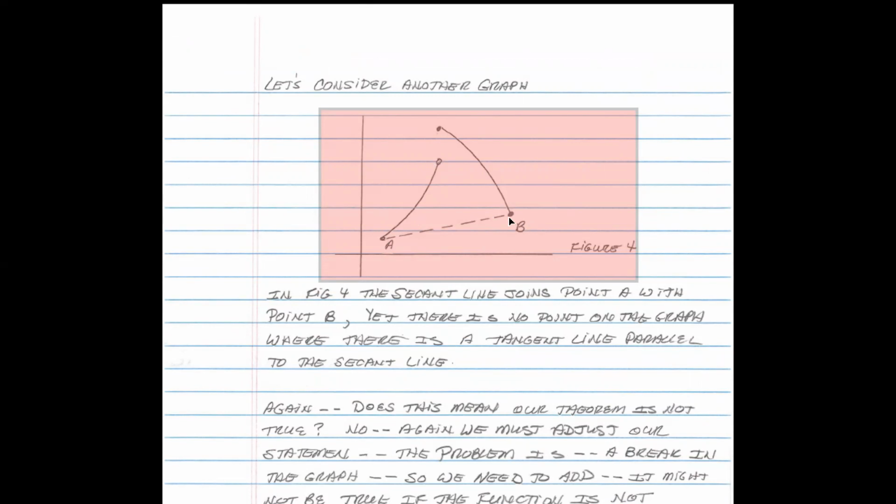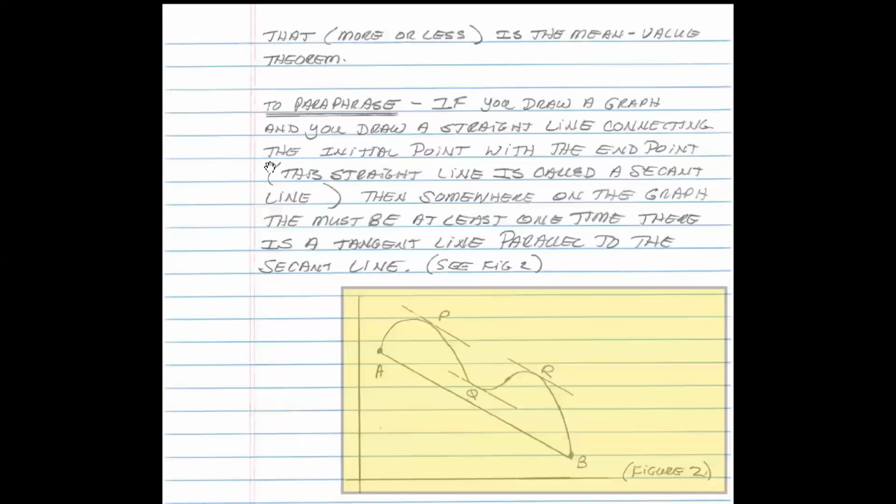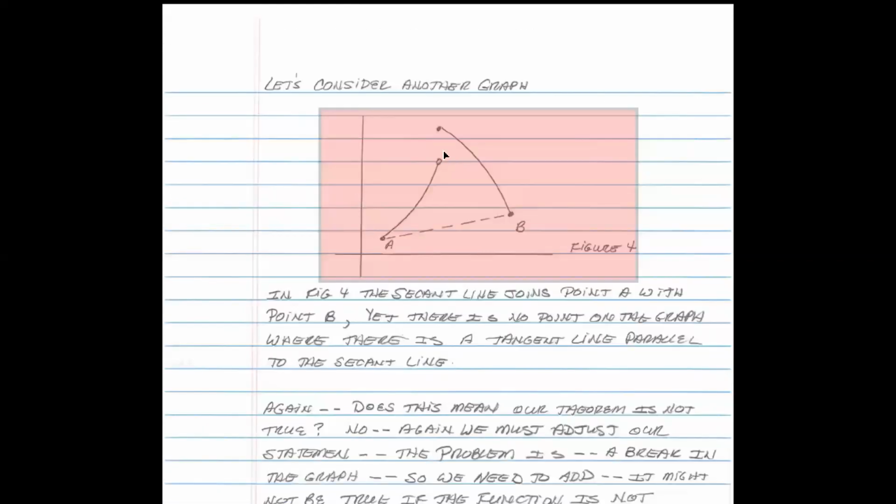Starting point, terminal point. There is nowhere on this graph that the tangent line is going to be parallel to this line. So, have we found another? Is this an exception to the rule? And no, it's not. Now, what happens, this graph, if we go back forward a minute, this graph has a break in it. In other words, it's not continuous, okay?